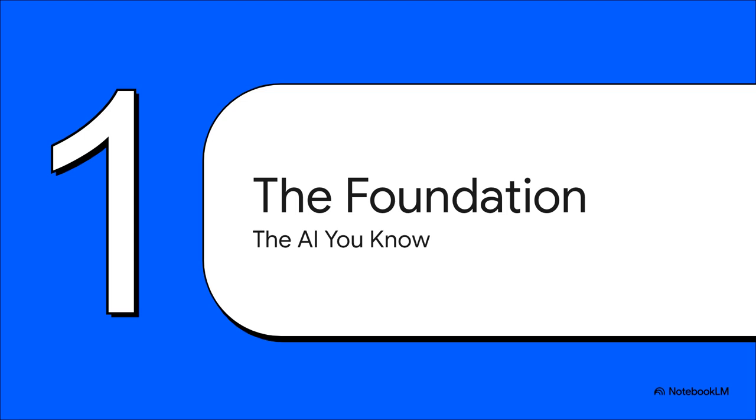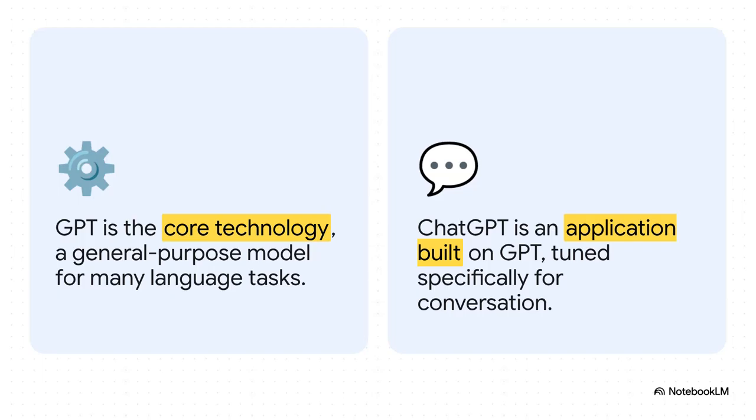Okay, first up, let's clear up what is probably the biggest point of confusion out there. What's the real difference between the powerful engine under the hood and the car you're actually driving? So here's the crucial point. GPT is the engine. It's the powerful underlying technology that can do all sorts of language tasks. ChatGPT, on the other hand, is the application. It's the user-friendly car that's built on top of that engine, and it's been specially tuned for conversation.